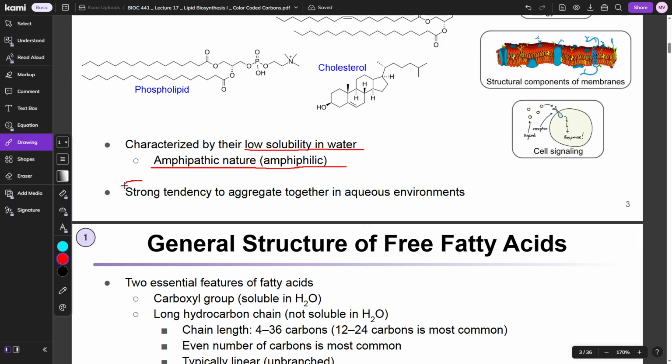And there's a strong tendency for them to aggregate together in aqueous environments because, in this case, like dissolves like. The things that are hydrophobic will interact with other things that are hydrophobic, and they'll kind of repel things that are hydrophilic, if you will.